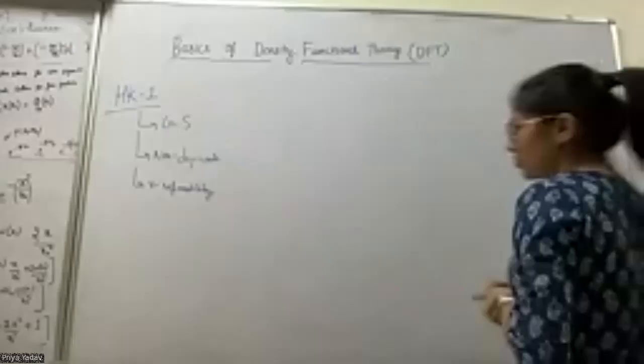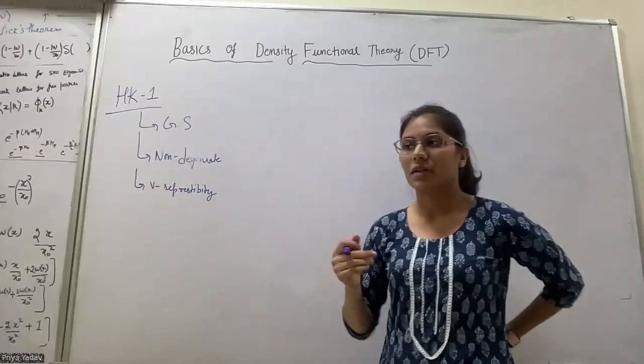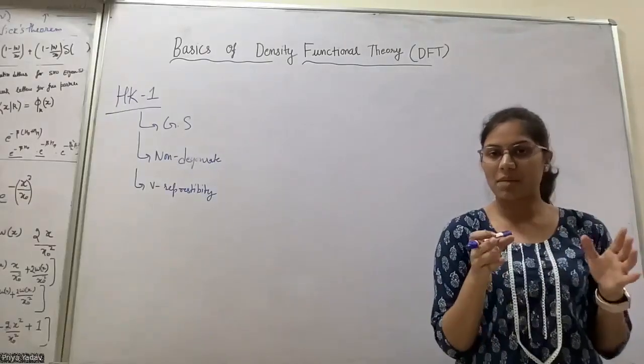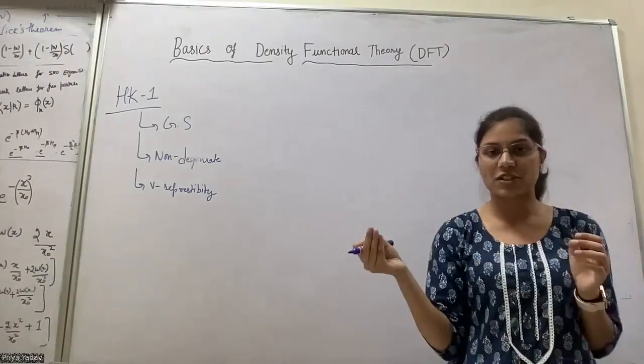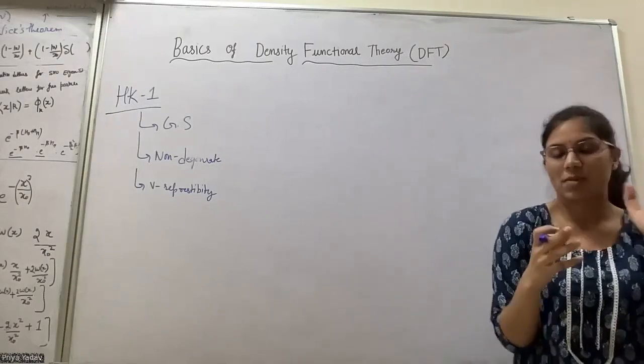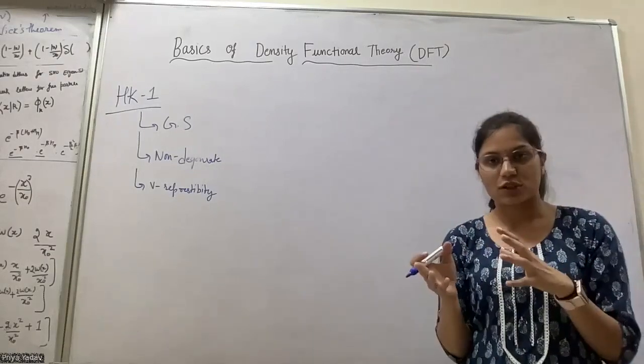So what is the first message? What is the message from the Hohenberg-Kohn first theorem? The central message is that, as in quantum mechanics, there exists a one-to-one mapping between wave function and V external. There exists a mapping between electron probability density and V external also.